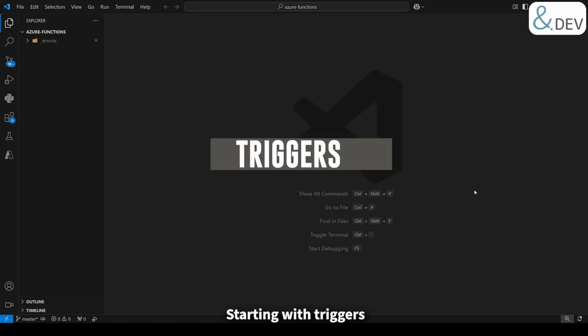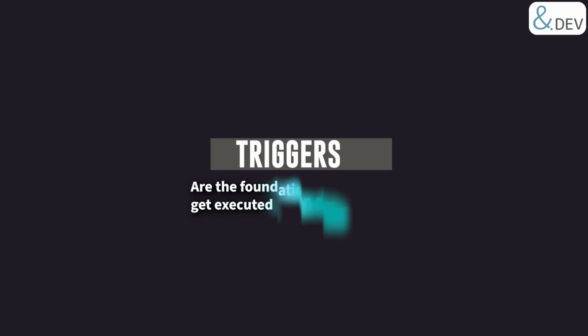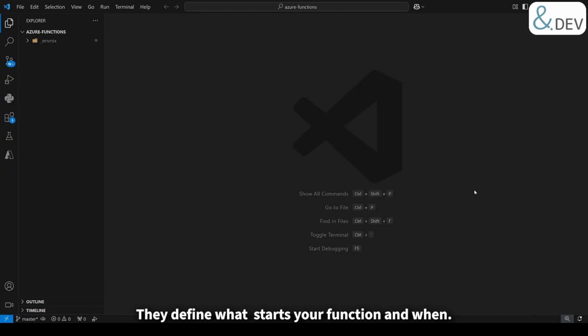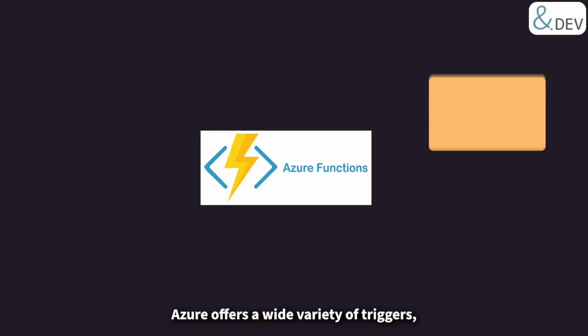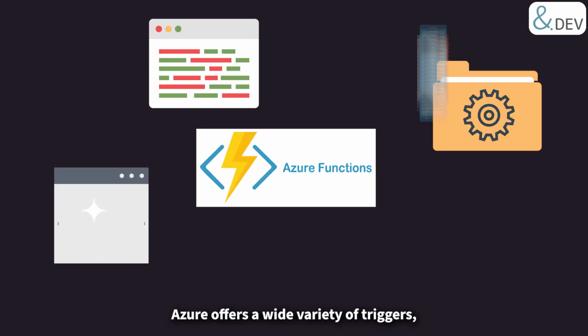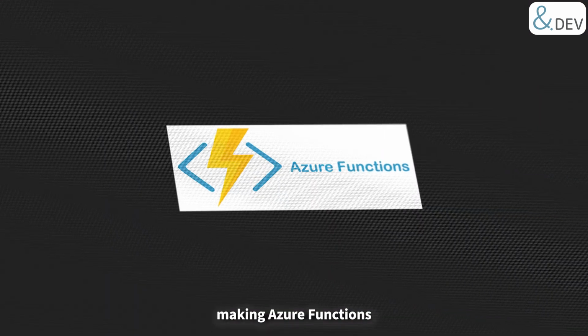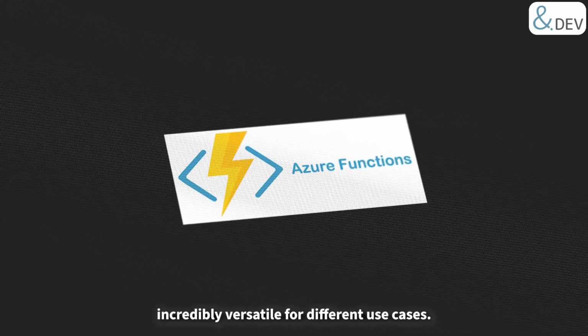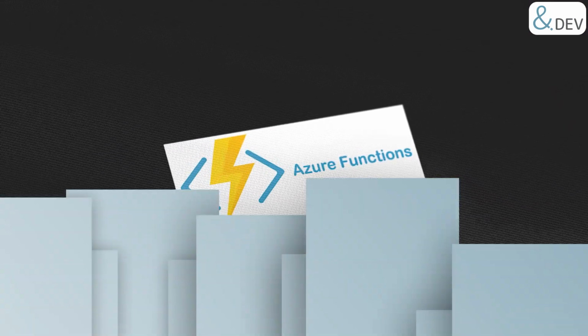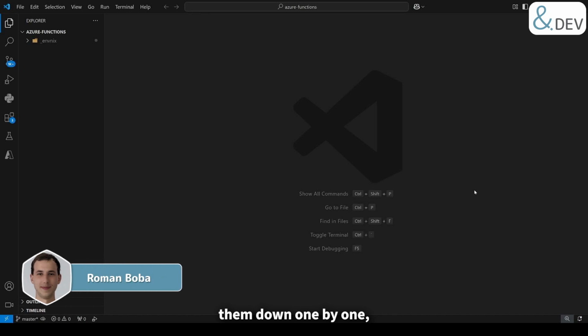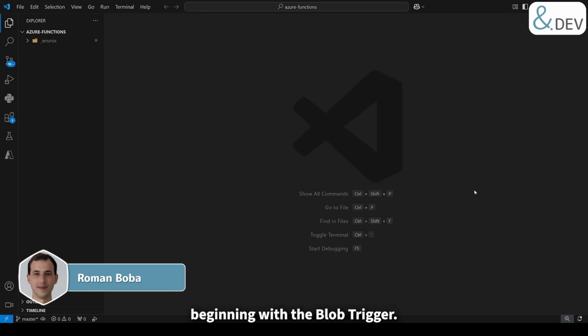Starting with triggers. In Azure Functions, triggers are the foundation of how functions get executed. They define what starts your function and when. Azure offers a wide variety of triggers, each designed to cater to specific scenarios, making Azure Functions incredibly versatile for different use cases. Let's start by breaking them down one by one, beginning with the Blob Trigger.